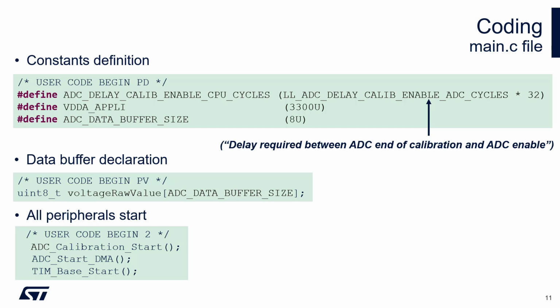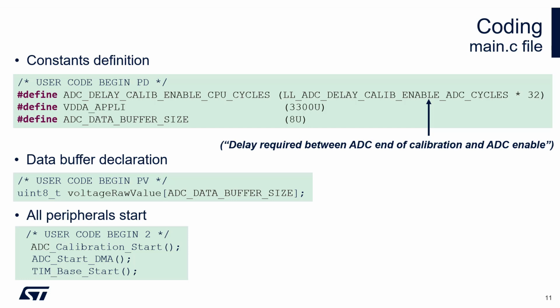We will need also 3 functions. The first function is the ADC calibration start. This one will start the calibration in order to reduce the noise related to the ADC gain and the offset error. We will need also to configure the DMA and enable the ADC. After that, we will start the timer counting in order to trigger the conversion at each second.